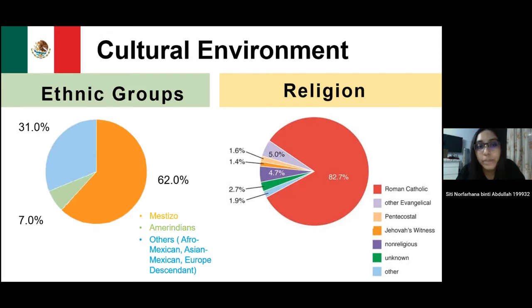As shown in the pie chart, for the religion section, there is no official religion in Mexico, as the constitution guarantees separation of church and state. However, more than four-fifths of the population are at least nominally affiliated with Roman Catholicism. Throughout Mexico are thousands of Catholic churches, convents, pilgrimage sites, and shrines.